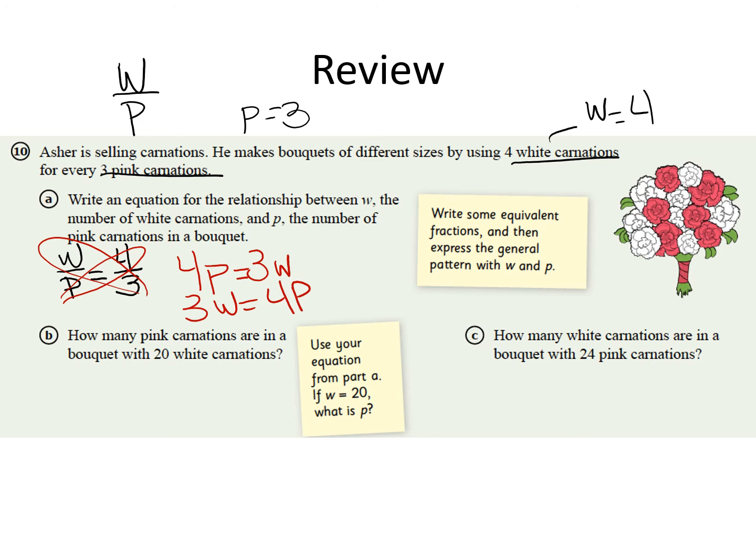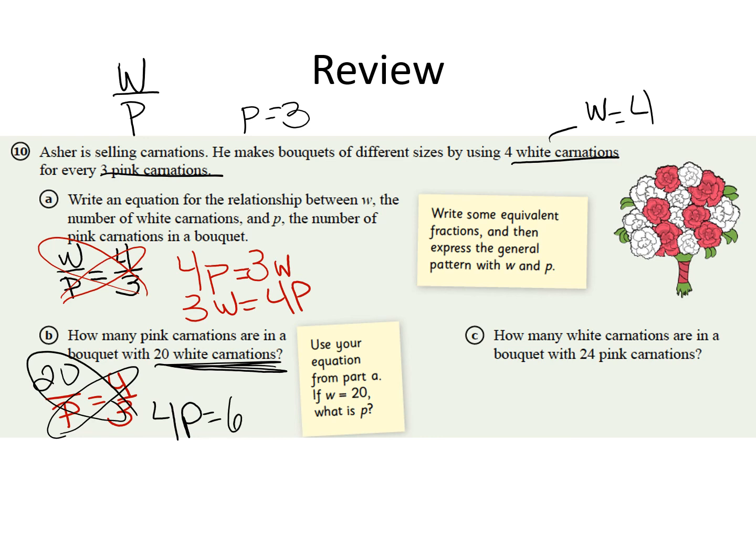Okay, so looking at this one, we know that we have W to P equals 4/3. Well, what information are they giving us in this sentence? They're telling you that there's 20 white carnations. So let's erase the W and replace it with a 20. From here, we can cross multiply. We get 4P equals 60. Divide by 4. P is going to equal 15. But 15 what? These are word problems, so they need to be answered with words. You're going to have 15 white carnations.